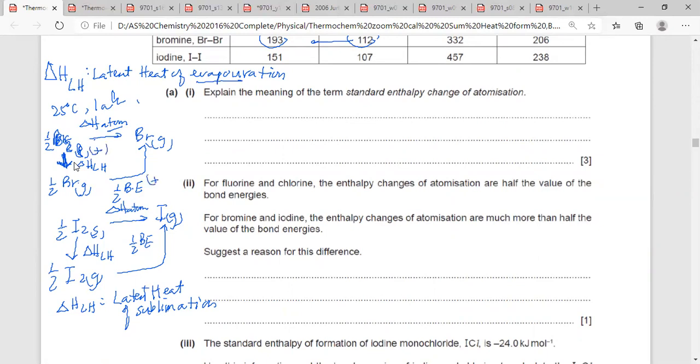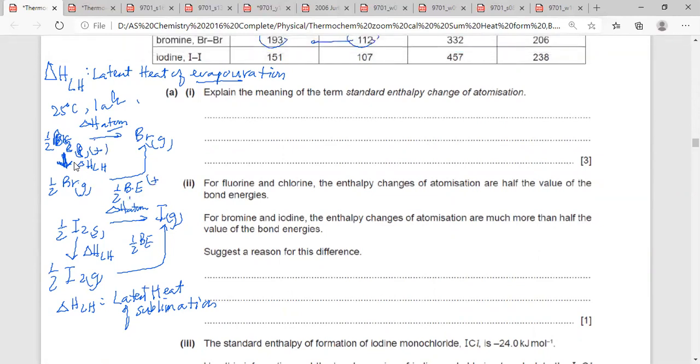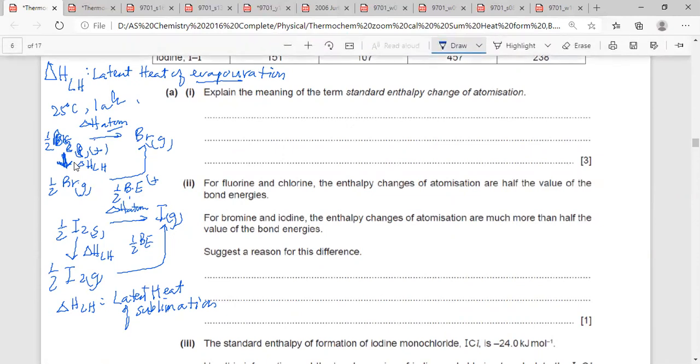Of course, this is a bond energy, half of bond energy. Why half bond energy? Because I want to make only one Br. If it were the full thing, it would be 2 Br here, and I don't want 2 Br here. That's why, because I started with Br2 liquid.